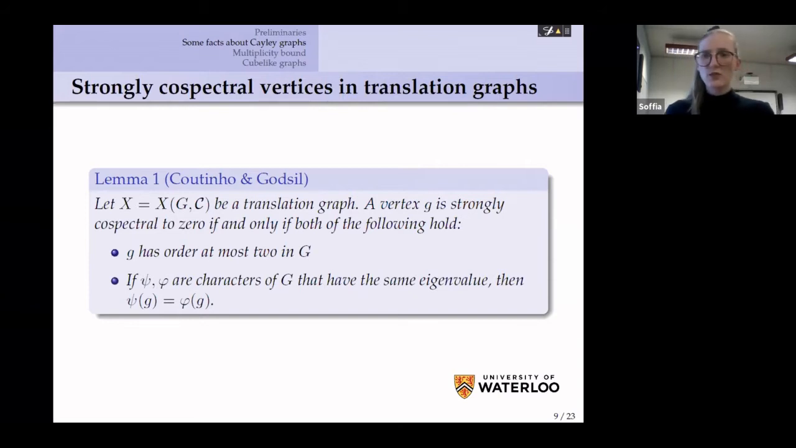Firstly, because we are talking about abelian groups in this talk, I'm thinking of them as additive. So it's a good thing to mention that I do have a 0 in my group. And also, because our graph is vertex transitive, it is sufficient to only consider what is happening around 0. So when I say that vertex G is strongly cospectral to 0, this is a characterization of all the strong cospectrality that's happening in our graph.